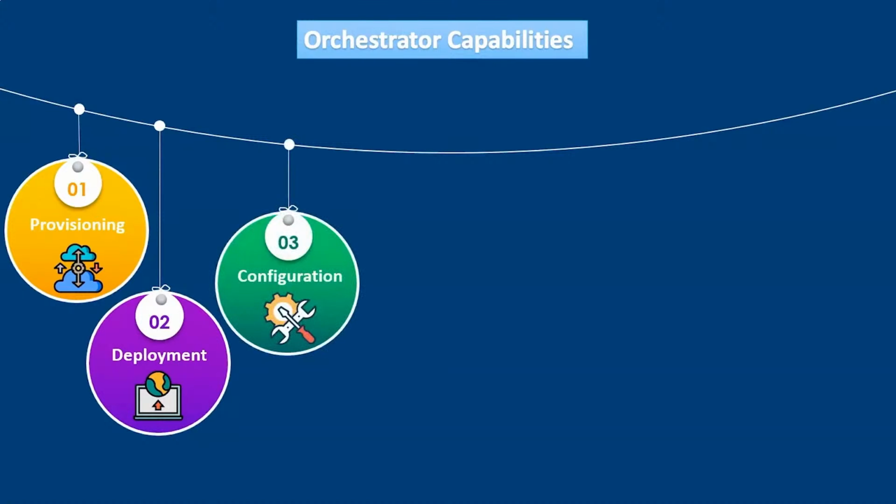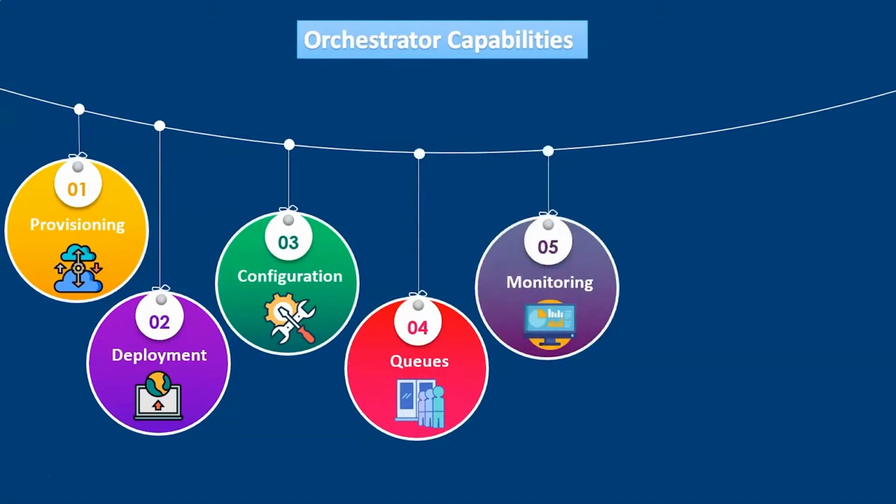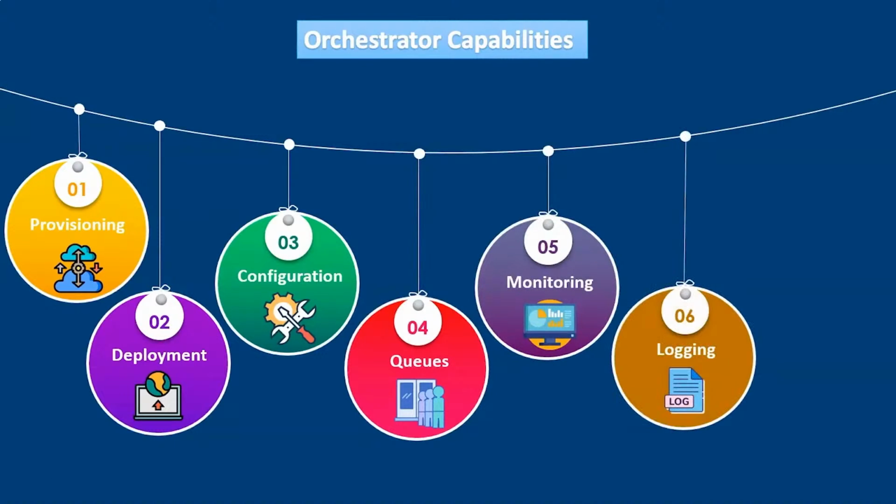Configuration. Configuration looks after the maintenance and delivery of the robot environments and process configuration. Queues. Queues ensure that the workload is distributed automatically across robots. Monitoring. Monitoring manages user permissions and keeps track of robot recognition details. Logging. Logs are stored and indexed in a SQL database.